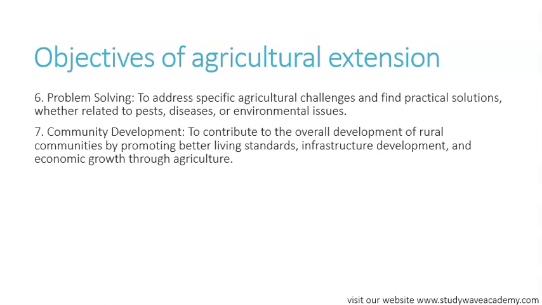So these are the objectives of agricultural extension. Okay? Dissemination of information, skill enhancement, technology transfer, market access, farm management, problem solving, community development. These objectives aim to empower farmers, improve their livelihoods, and ensure the sustainability of agriculture in a given region, ultimately contributing to the overall development of the agricultural sector.